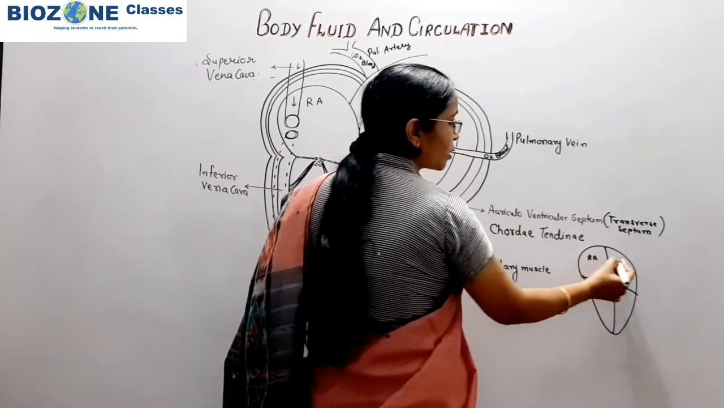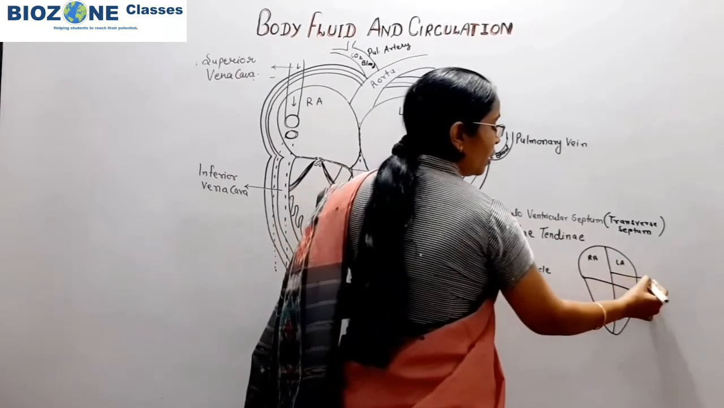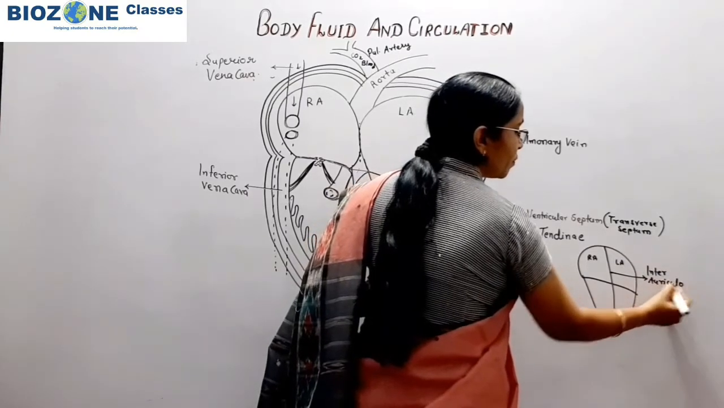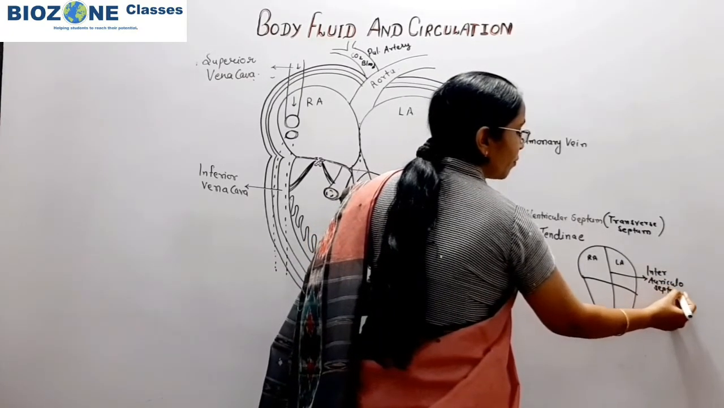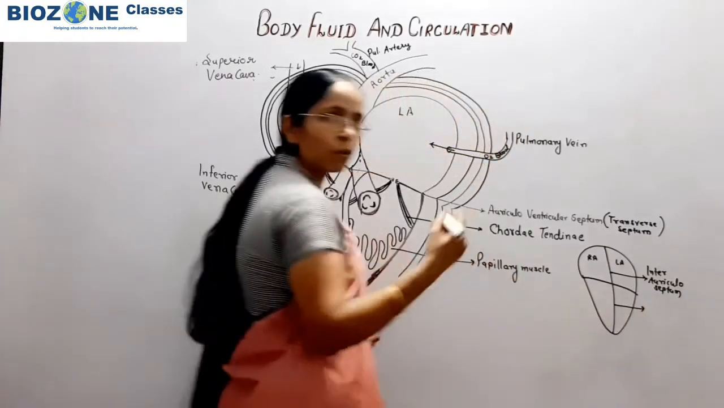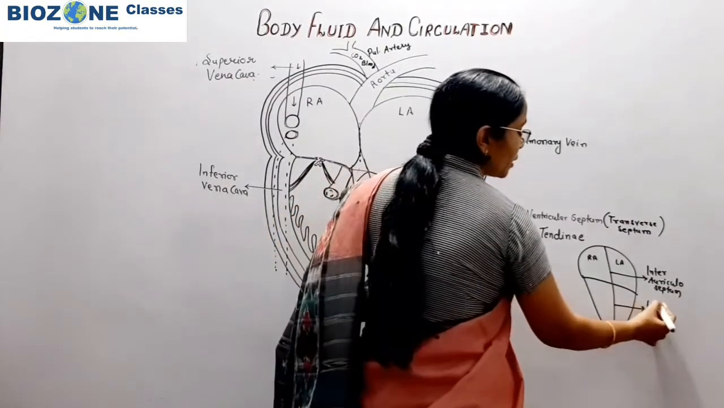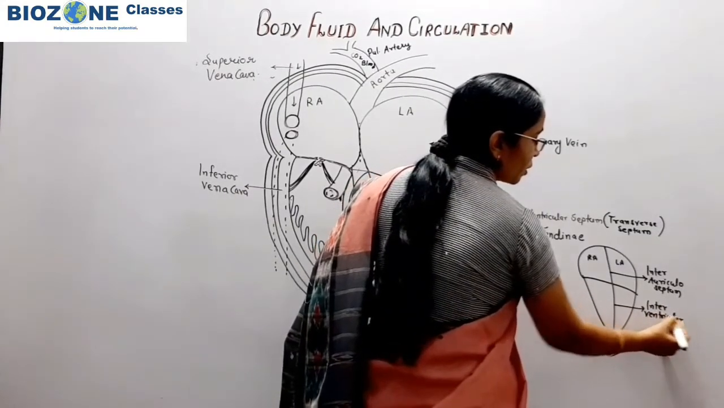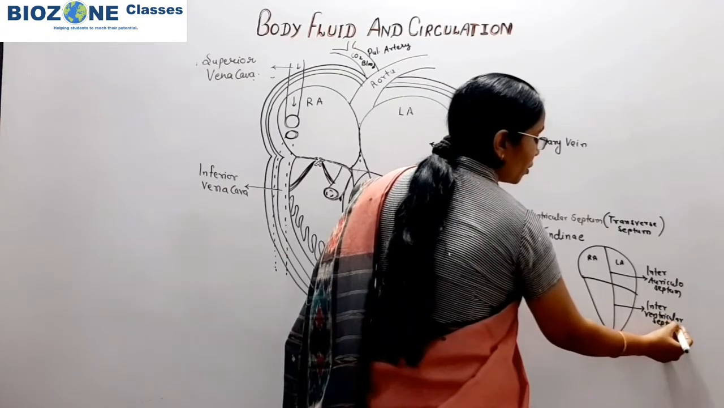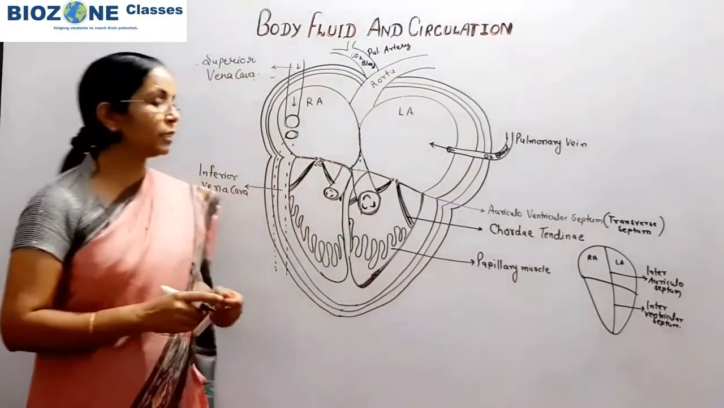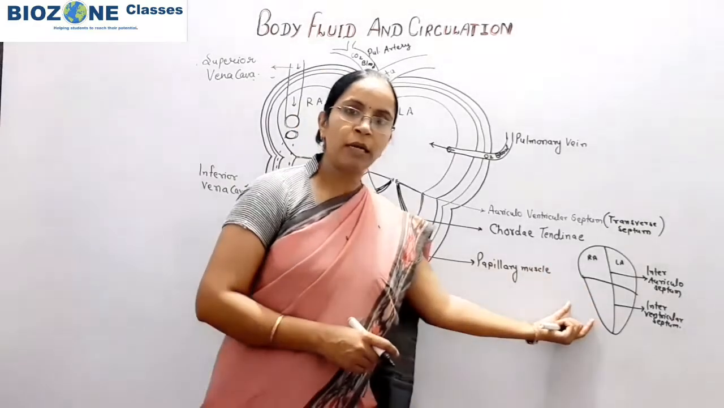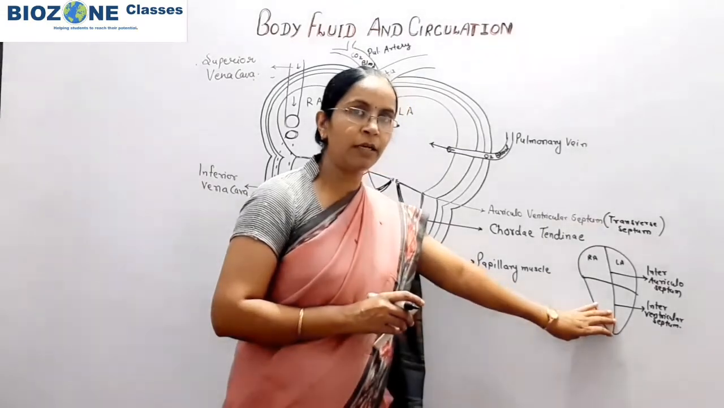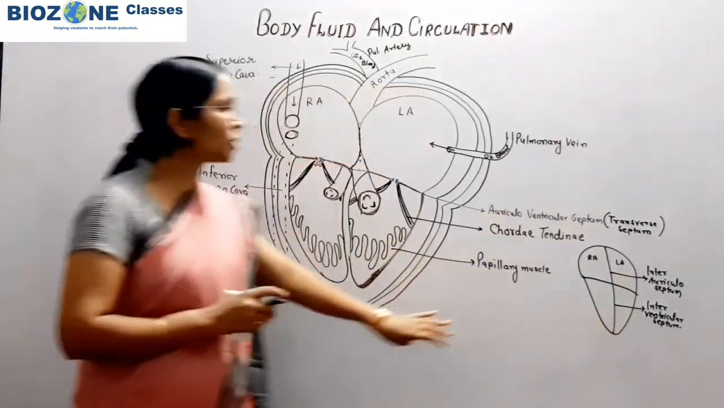The longitudinal septum in the region of the auricle is called the interauricular septum, and in the region of the ventricle it is called the interventricular septum. What are the properties of these septums? We study those separately. Some special structures are present on these septums, which we study separately when we study the cardiac cycle. So this part you remember.